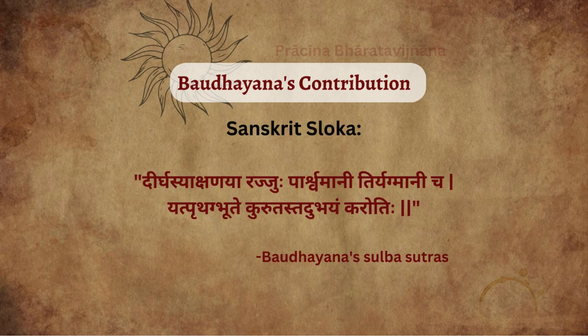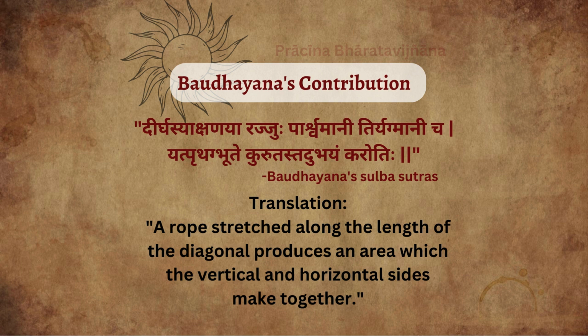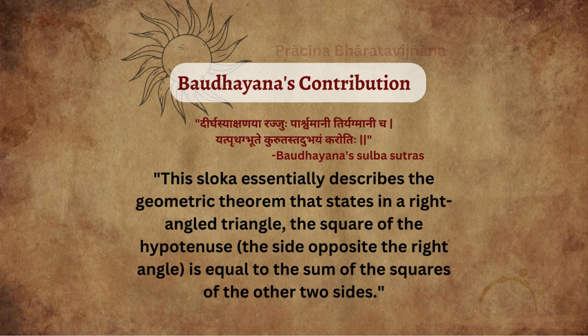Here is the Sanskrit sloka in Sulba Sutras of Bharathiya, which explains the theorem. Meaning of this great Sanskrit sloka is: a rope stretched along the length of the diagonal produces an area which the vertical and horizontal sides make together. This sloka essentially describes the geometric theorem that states in a right-angled triangle, the square of the hypotenuse, the side opposite the right angle, is equal to the sum of the squares of the other two sides.